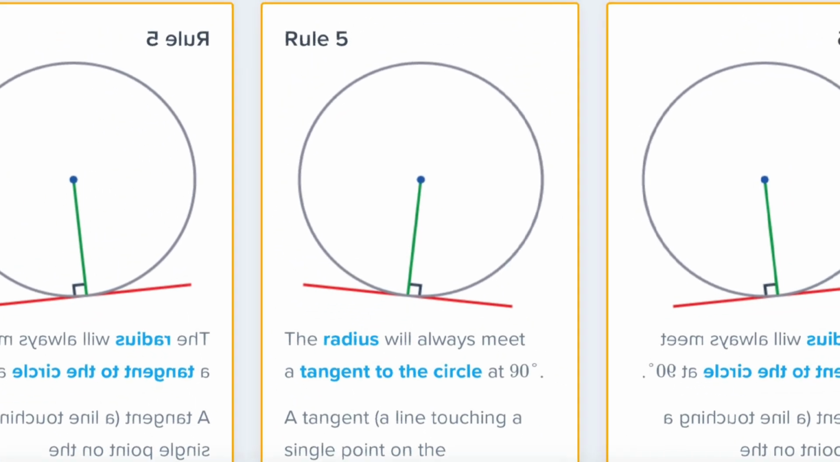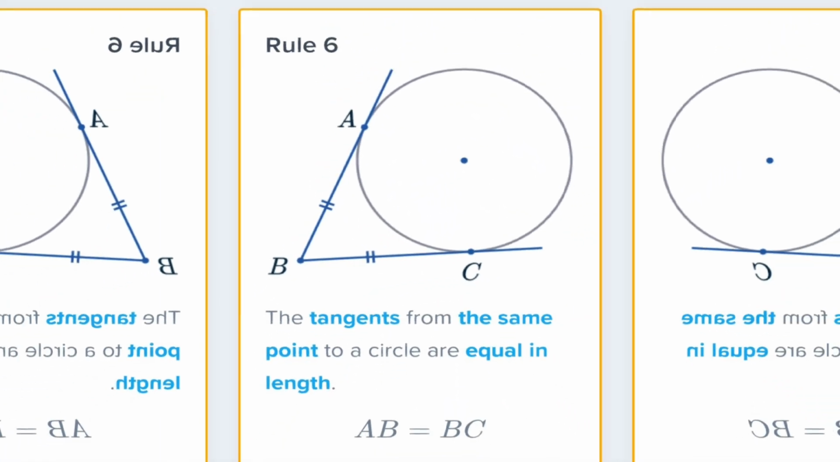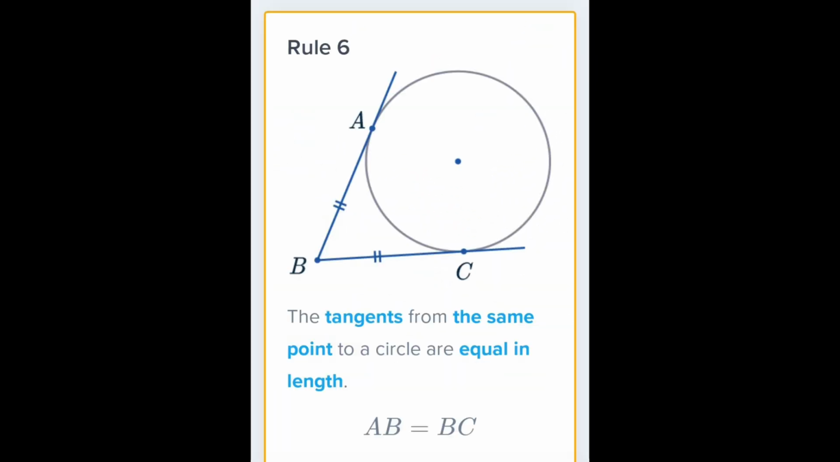In this diagram, we have a line touching a circle at a single point. This line is called the tangent to a circle. Rule number 5 says the radius will always meet a tangent at 90 degrees. Rule number 6 says that the tangents from the same point to a circle are equal in length.